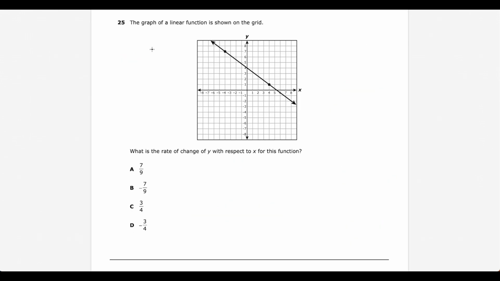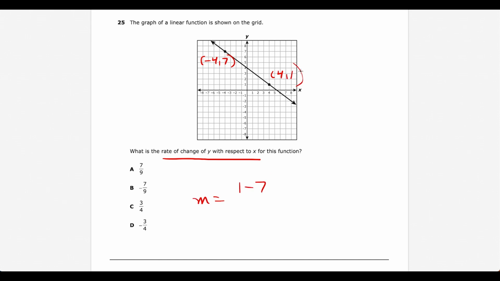So question 25, the graph of the linear function is shown on this grid, and what is the rate of change of y with respect to x? Well, they really do like finding slope. So what we have here is this is the point negative 4, 7. And then over here, this is the point 4, 1. So just find the slope between those 2 points.